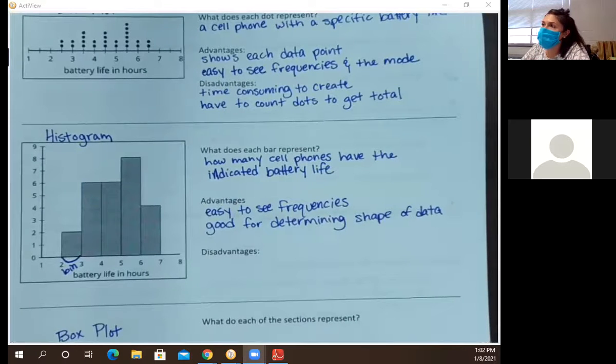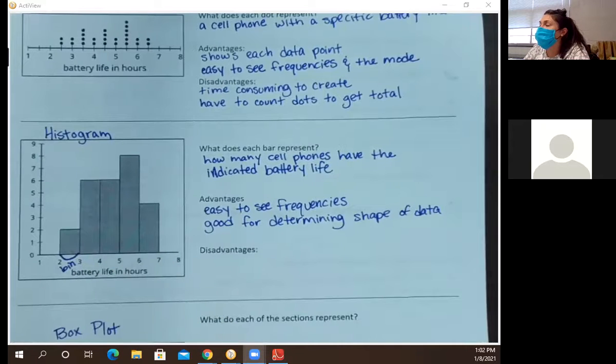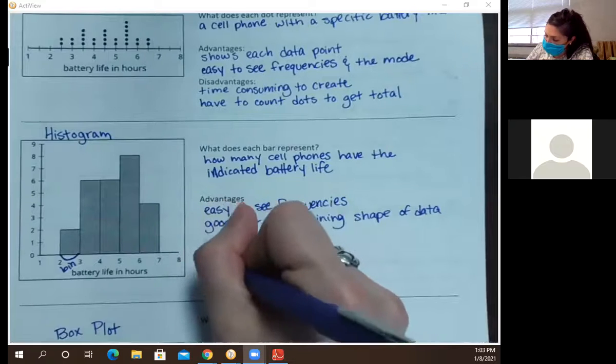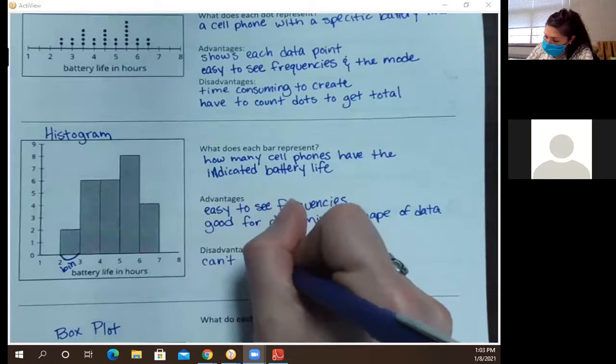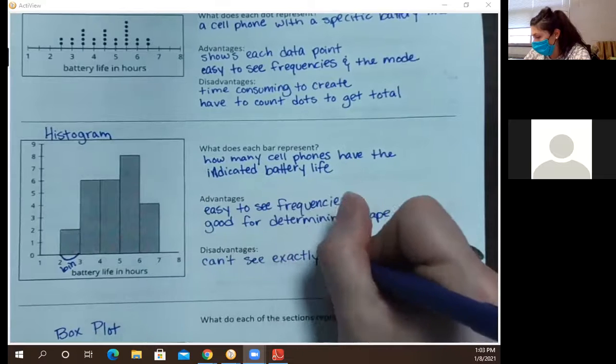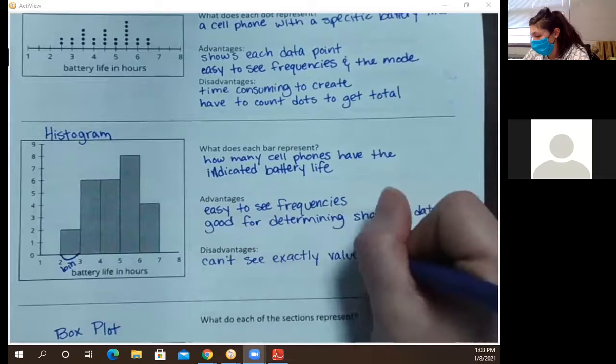The big disadvantage to a histogram, though, is when I set up these bins, I have to remember that I'm no longer looking at exact values. Okay, I'm seeing groups. And if I've set those groups to be really big, I lose a lot of specificity. So we can't see exact values, because our data is grouped.